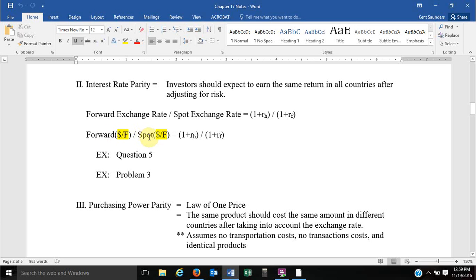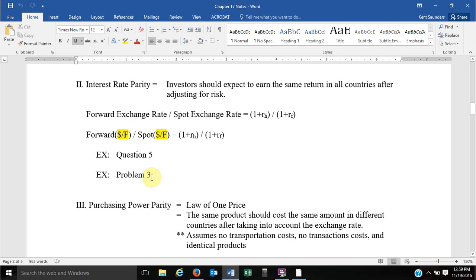So the forward direct quote divided by the spot direct quote should be the ratio of 1 plus the home currency to 1 plus the foreign currency interest rate. For our purposes, we'll always consider the U.S. as the home currency. So just to avoid confusion in terms of where to plug numbers in, I assume the U.S. would go in the numerator here, the foreign currency would go in the denominator, 1 plus the foreign interest rate, and then the exchange rate would be expressed in direct quote format.